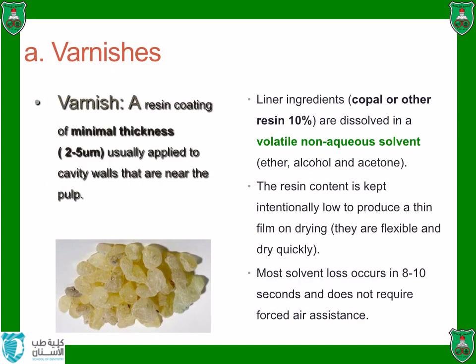Now about varnishes, those are resin coatings of minimal thickness, between 2 to 5 microns. Usually they are applied to the cavity walls that are near the bulb. They consist of copal or other resin, 10%, dissolved in 90% volatile non-aqueous solvent like ether, alcohol, or acetone. They usually produce a thin film after the drying of the solvent, and usually the solvent will dry in 8 to 10 seconds without any air assistance.